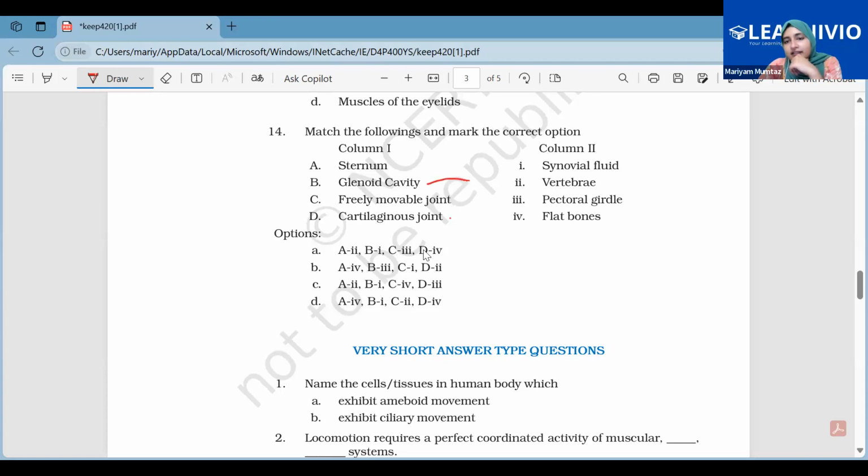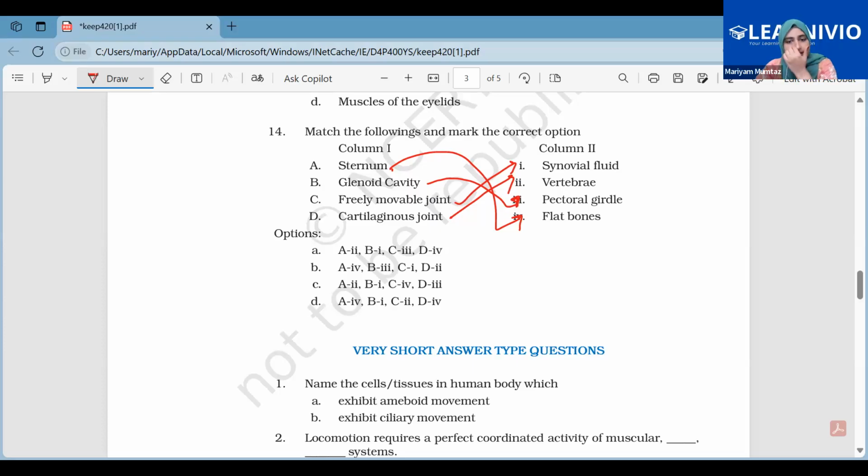Okay, glenoid cavity is concerned with the pectoral girdle, right? Freely movable joint is because of the synovial fluid. Then cartilage joints and sternum. Sternum is a flat bone, and then cartilage, right? The vertebrae. Okay. So you people had no doubts in the whole entire question set? Easy questions were there, okay?